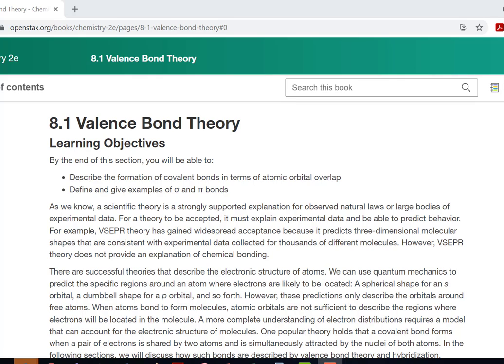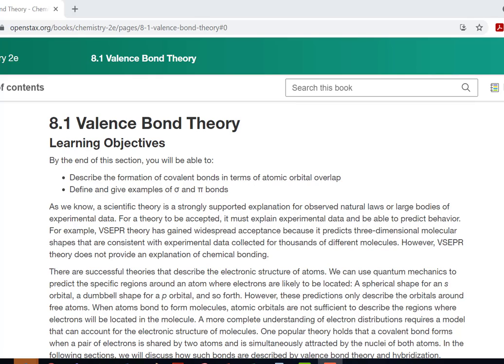So in that second learning objective, the symbols there are sigma and pi. These are Greek letters, and I know we've seen sigma in other ways before. This is the lowercase sigma as opposed to the uppercase sigma. And we'll talk about how we're using it here shortly. So I want to talk about valence bond theory.